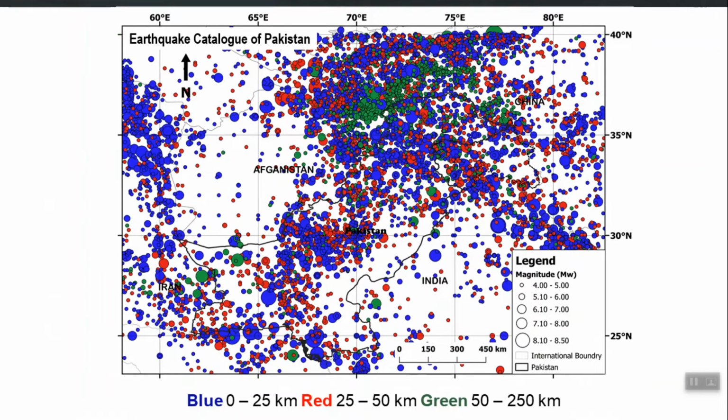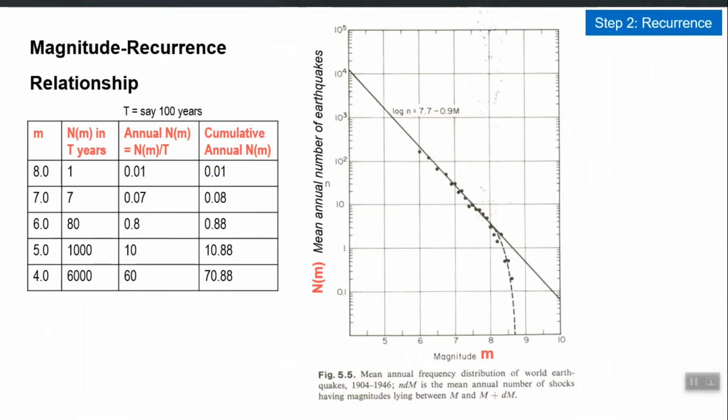Another representation of the same earthquake catalog, but now the color is showing the depth. So deep earthquakes are green, they are mostly located in the Hindu Kush region. Shallow earthquakes are spread along the main plate boundary and along the main faults in Pakistan. Red are intermediate. Again, the size of the dot is magnitude.